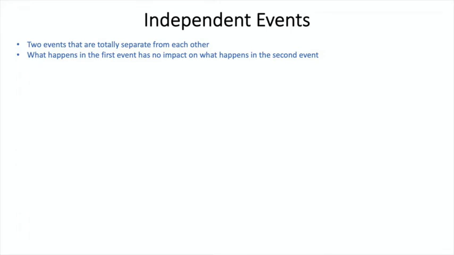Today we're going to look at two parts. So there are two parts to this lesson. The first is called independent events. So please write this heading down and these two sentences in blue. So independent events are two events or two things that are totally separate from each other.